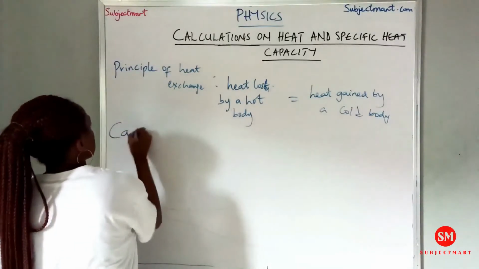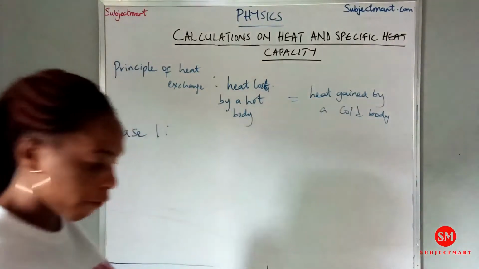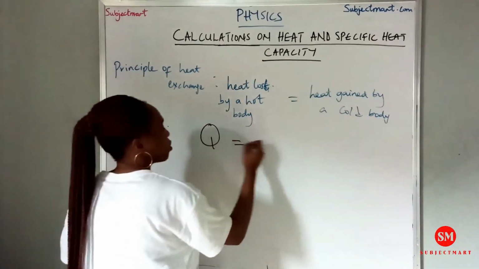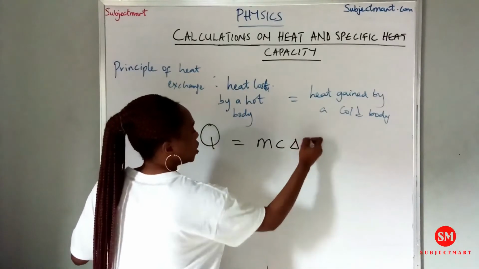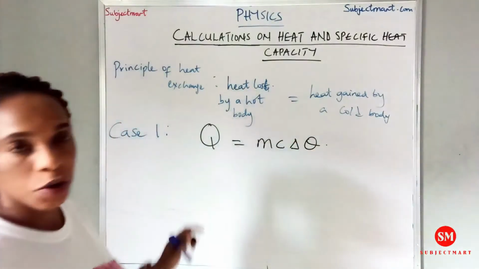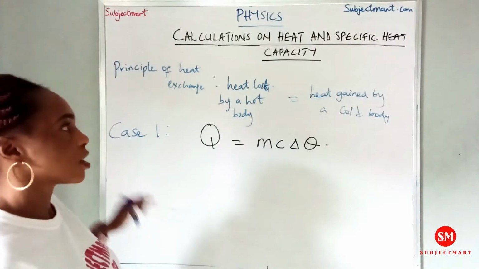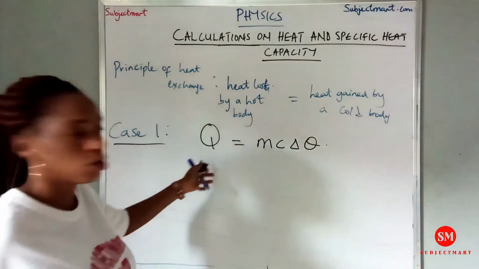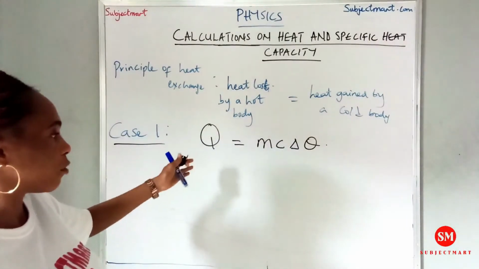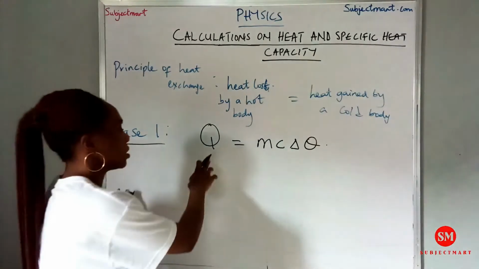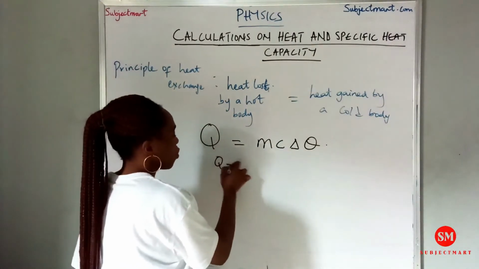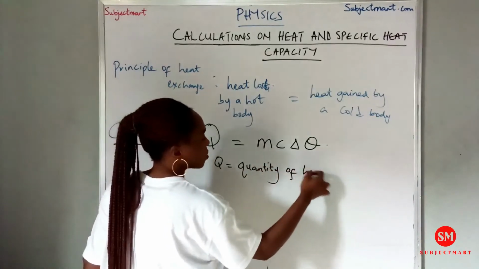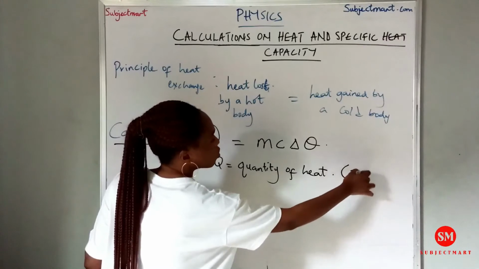So the first case we will be considering is this: Q is equal to MC change in theta. For any question on heat and specific heat capacity, case 1 is the use of this formula. This is one of the formulas we'll be using. In this case, Q stands for quantity of heat. In case you are asked to calculate the quantity of heat, it's usually in joules.